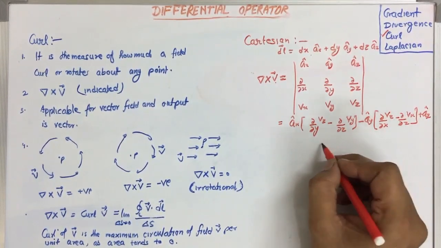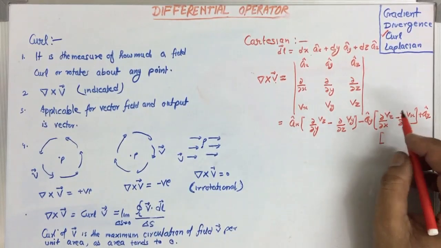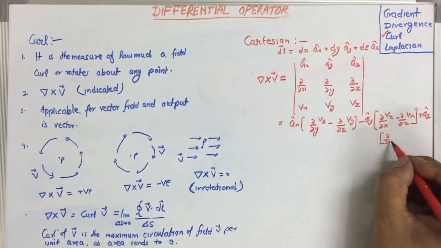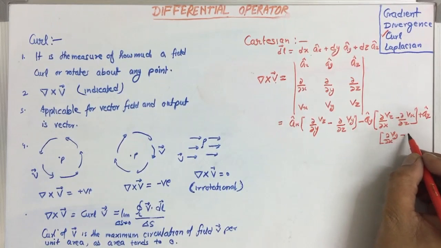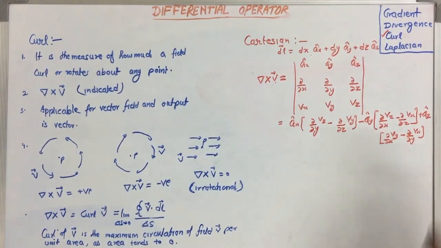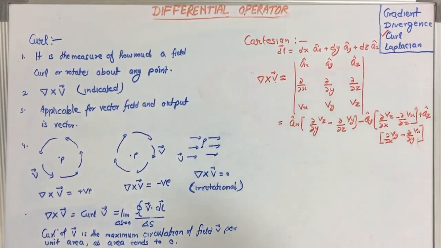For Az we can say del Vy over del x minus del Vx over del y. This is the curl of vector field V in the Cartesian coordinate system.